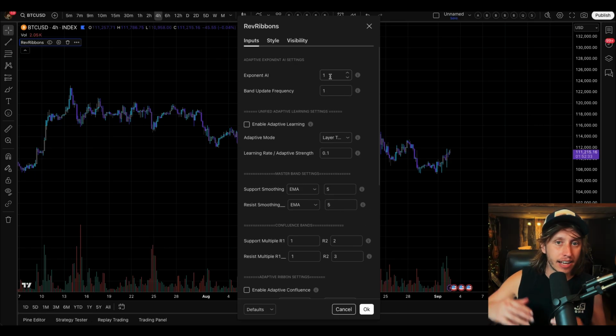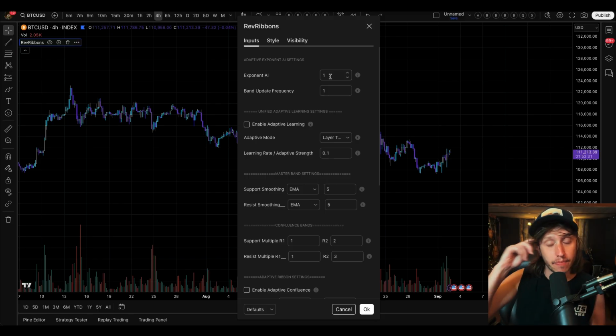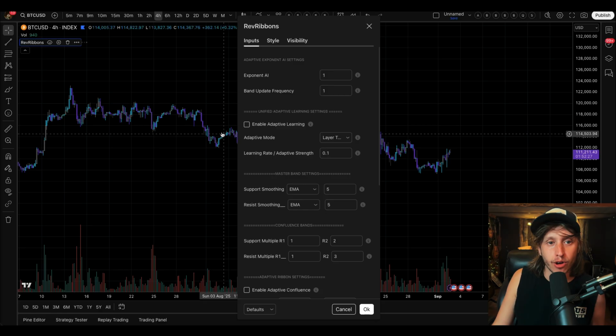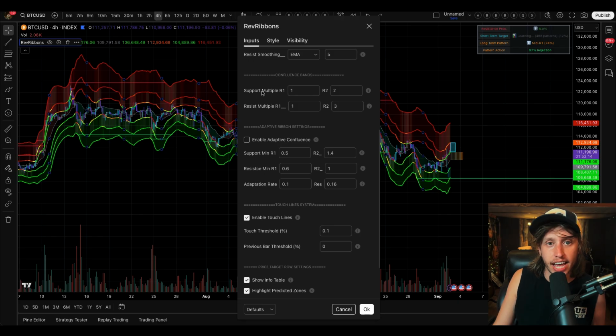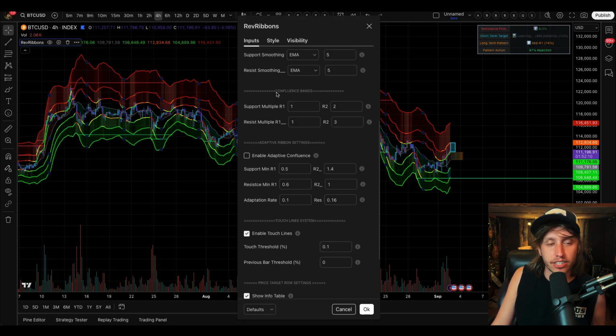So the exponent AI determines how wide the master support and resistance are. And just a quick overview of those. You'll see 3 resistance bands and 3 support bands. I just call those resistance R1, R2, and R3, and S1, S2, S3 for support. On the indicator today, I've mislabeled a couple things I need to fix. I've actually just changed the name.